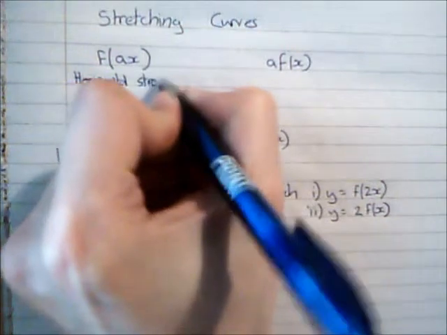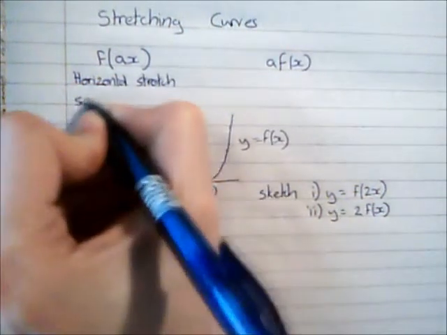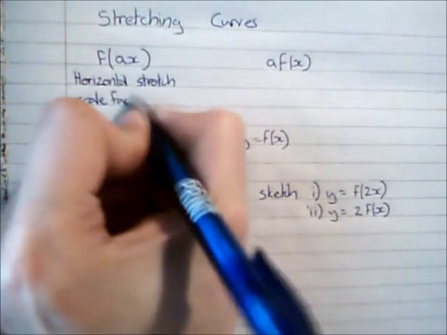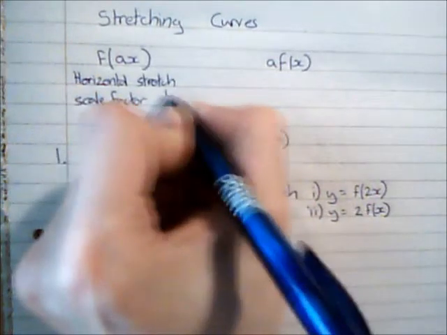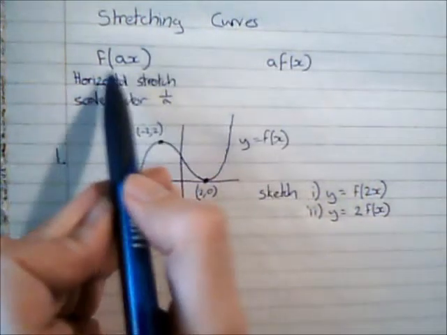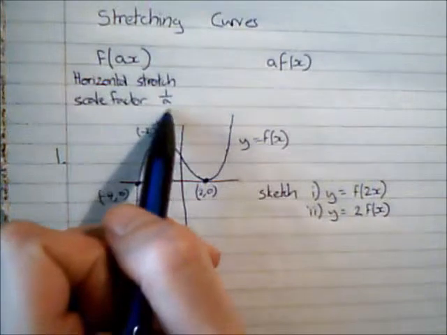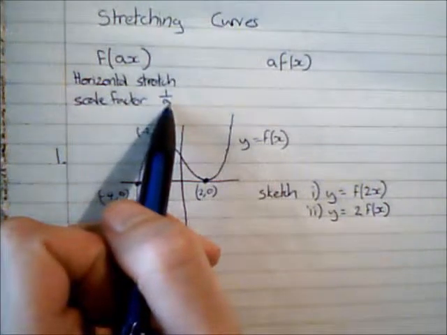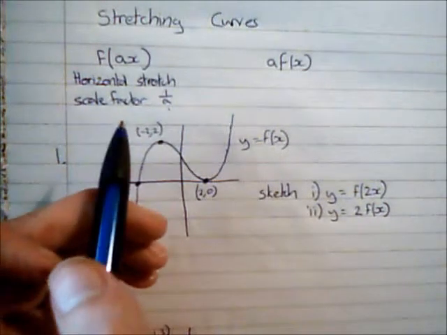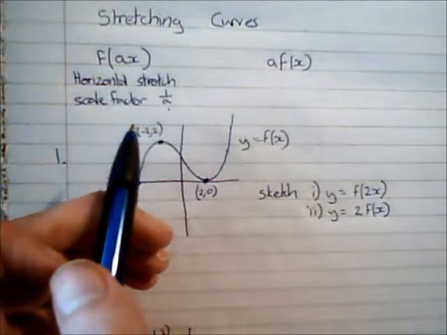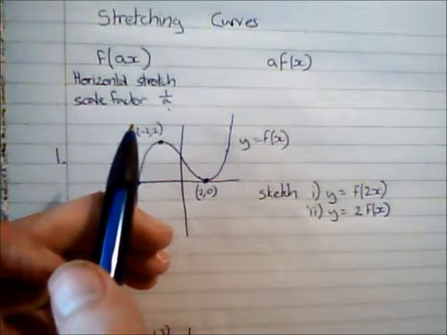and the scale factor is going to be 1 over a. So for instance, f of 2x, well, x is changing twice as quickly as it was, so it's actually going to visibly have a scale factor of 1 over a, so 1 over 2. So it will appear to be squashed up.